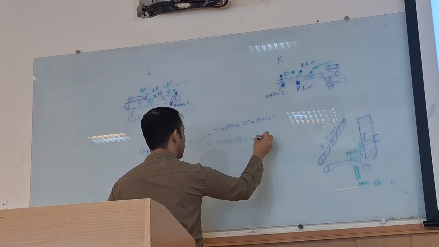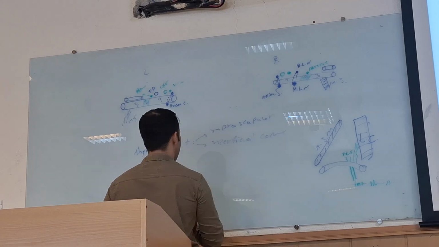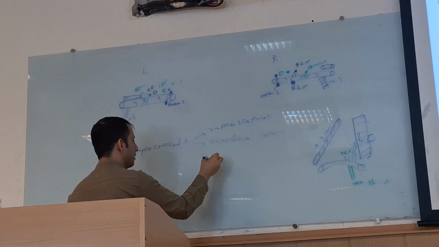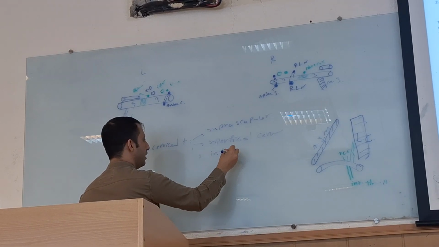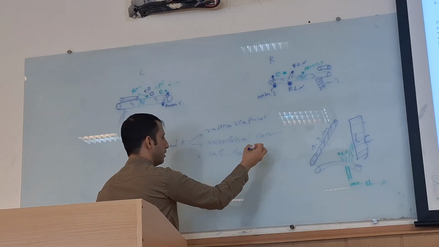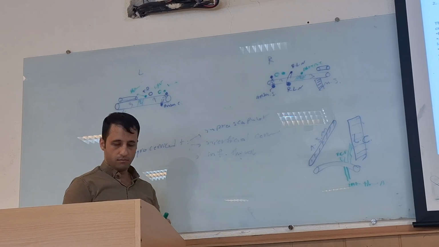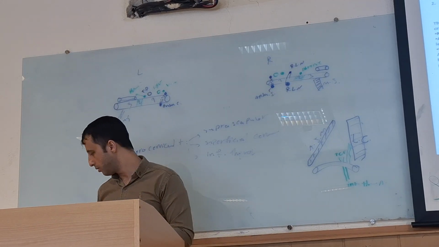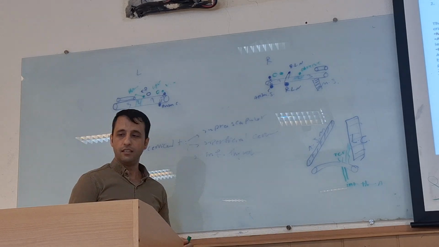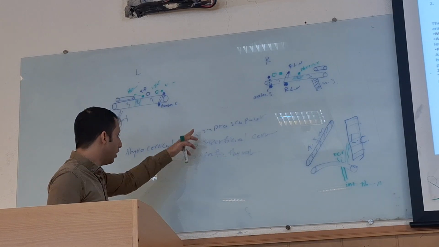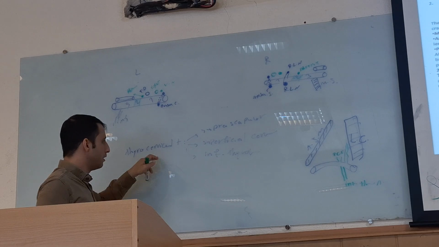Another branch is the superficial cervical. Another branch is the inferior thyroid, inferior thyroidal. Okay? They are the three branches of the cervical trunk.